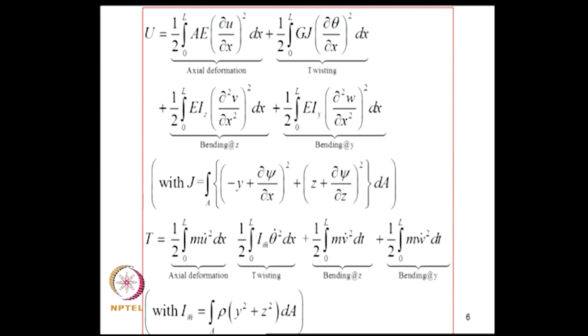Now, in the last lecture we looked at the structure of the strain energy and kinetic energy for a 3D beam element. The strain energy consists of energy due to axial deformation, due to twisting, due to in plane bending and out of plane bending, where J is the torsional constant given in terms of psi, which is the warping function. Kinetic energy has contributions due to axial deformation, twisting, and the 2 bending actions. Here I m bar is given by this integral.